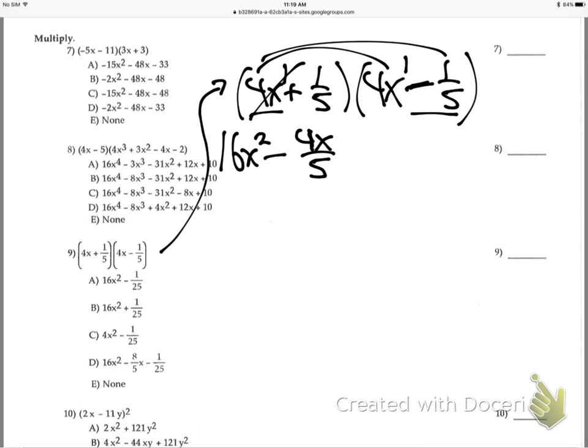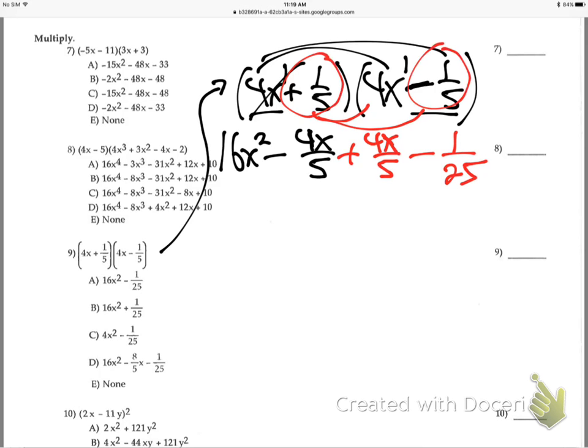He's done. And now the plus 1/5 will go to both. Plus 4x over 5, minus 1/25. Everybody okay with that? Plus 1/5 times minus 1/5. You just multiply top with top. 1 times 1 is 1. Bottom with bottom, 5 times 5 is 25. And positive times negative is negative. And these guys are going to cancel, aren't they? So it's just 16x squared minus 1/25.